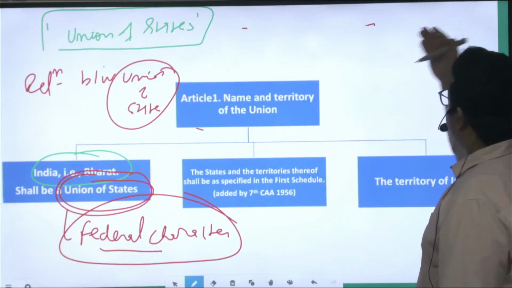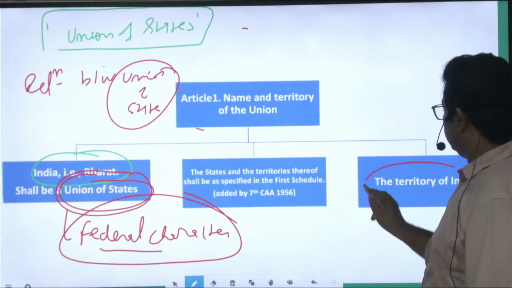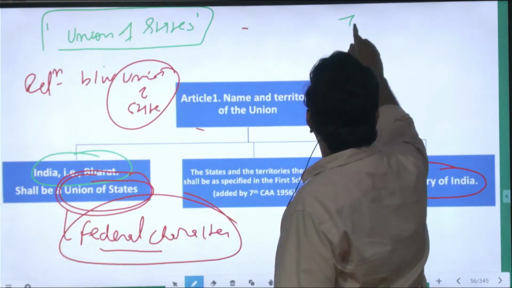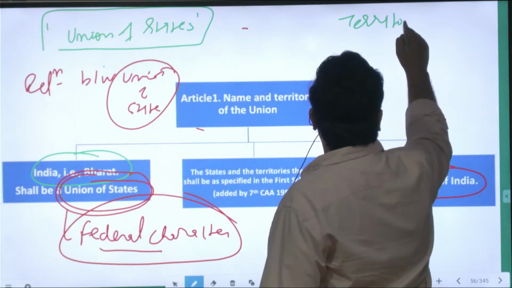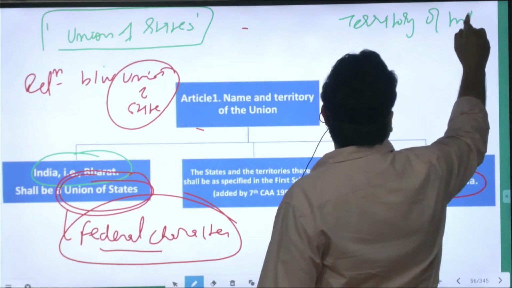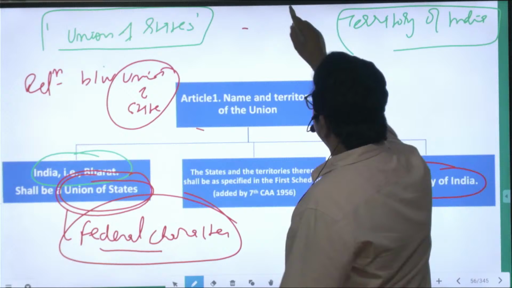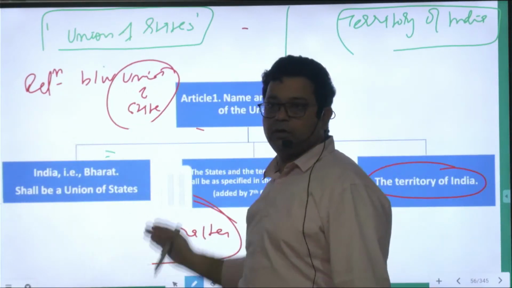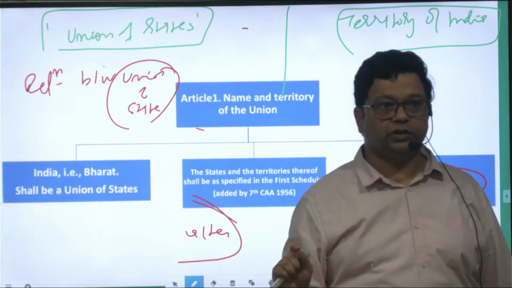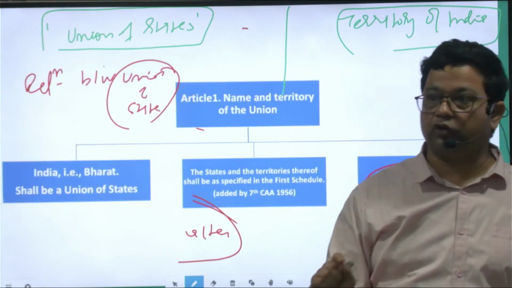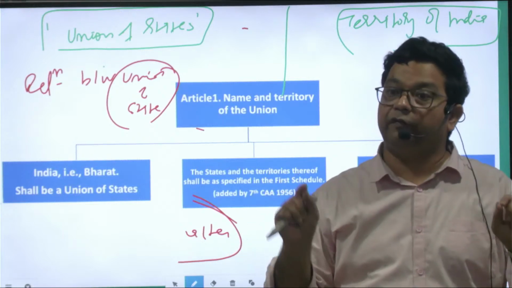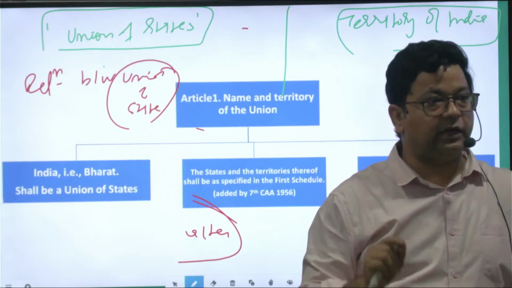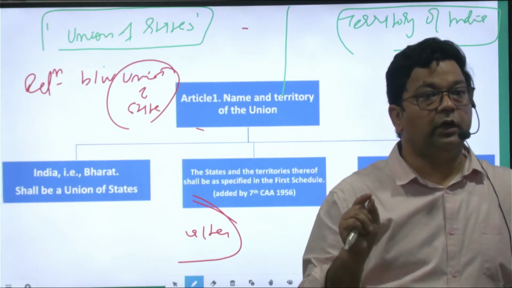And the third, Article 1 Clause 3, talks about the territory of India. So now, what is the territory of India? These are two terms which have already been mentioned in the first article of the Constitution. It talks about the Union of States. It also talks about the territory of India. There is a difference between the two terms. Article 1 Clause 1 talks about the Union of States.